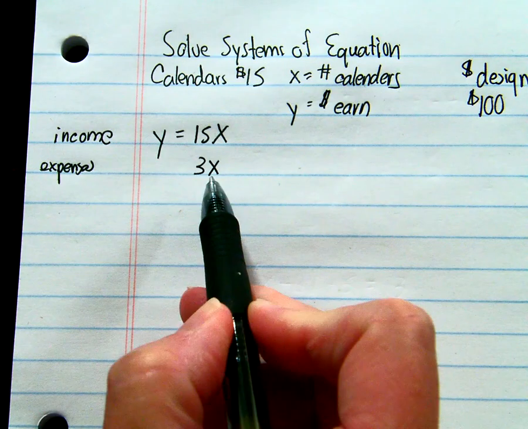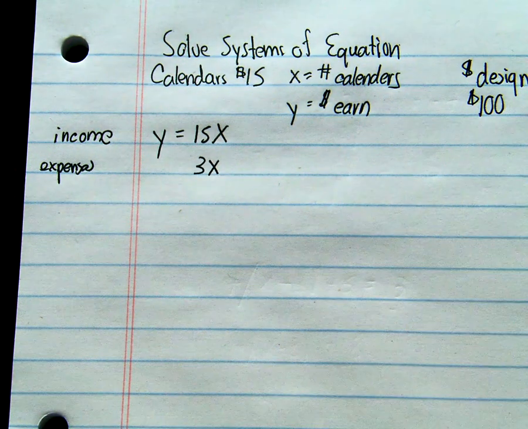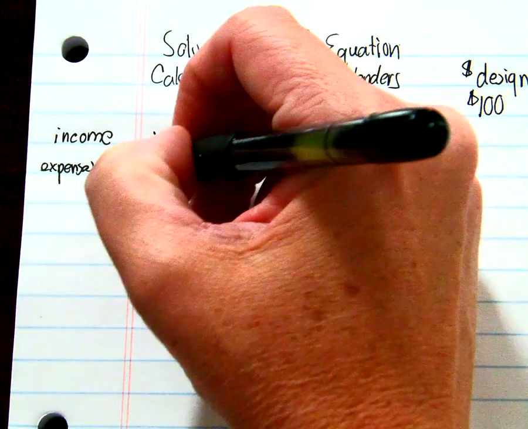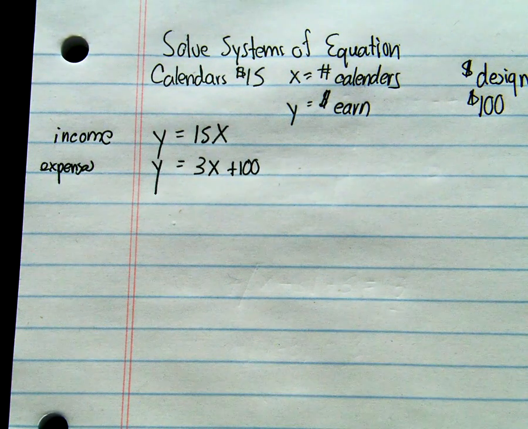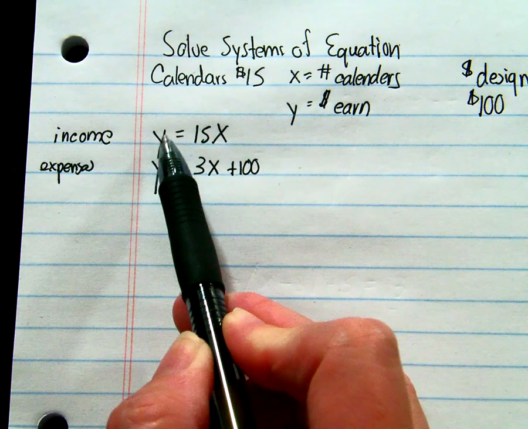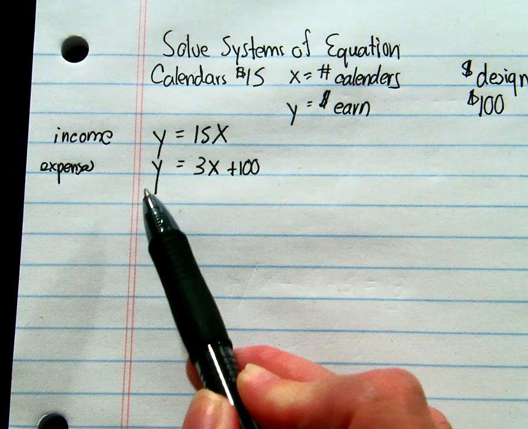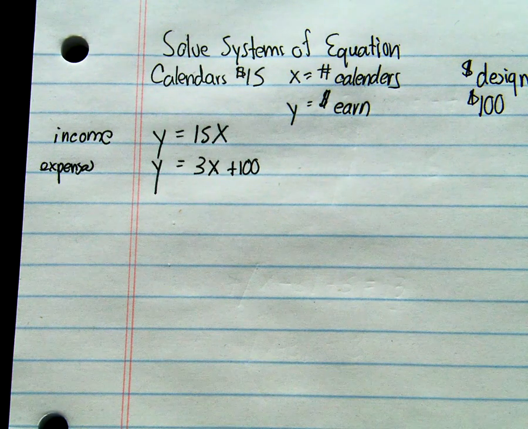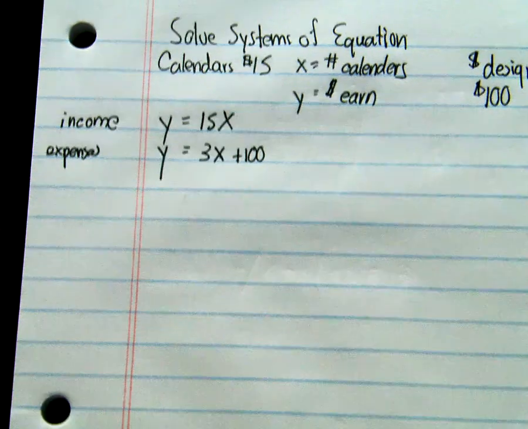Actually, the cost of printing is going to be added to the cost of the design. Those two go together, don't they? The printing cost and the design cost go together and come out to our expenses, our dollars again. Okay, so 15 times the number of calendars gives us the dollars. 3 times the number of calendars plus 100 also gives us the dollars, right? So we're trying to find an X and a Y that works for both of these. Making sense? You with me? That is an example of a system of equations.